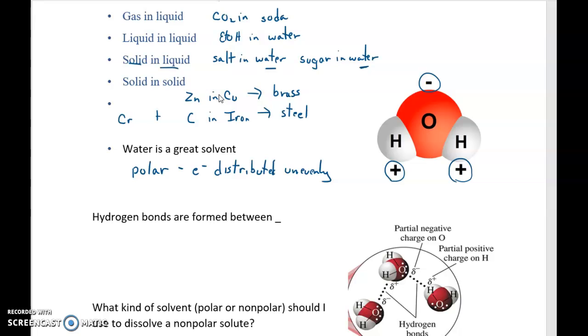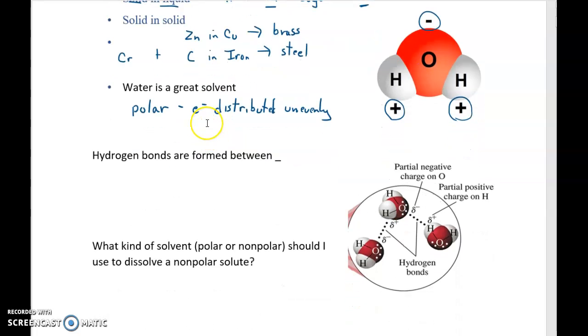And we can have hydrogen bonds form between the water molecules, as in this picture. This negative oxygen is being attracted to the positive hydrogen. Okay. This oxygen is being attracted to this hydrogen, and this hydrogen is being attracted to this oxygen. So that's making these hydrogen bonds.